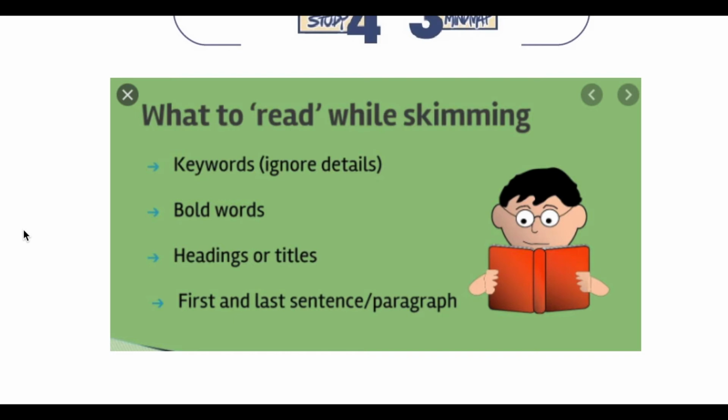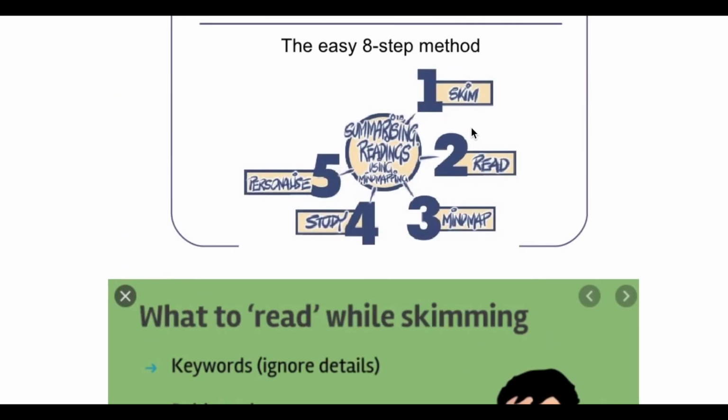This usually applies when you are reading research papers, articles, news, but not so much for storybooks, if you don't want to be spoiled. So, no spoilers for this. These are important things that you need to do. That is for number one, skimming.